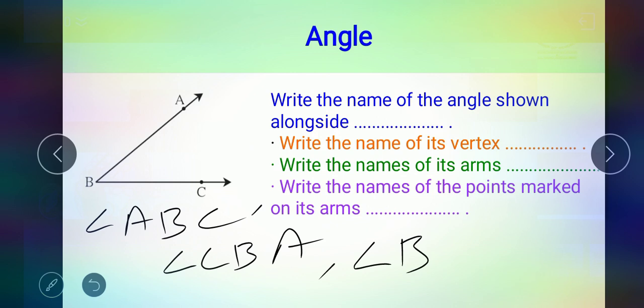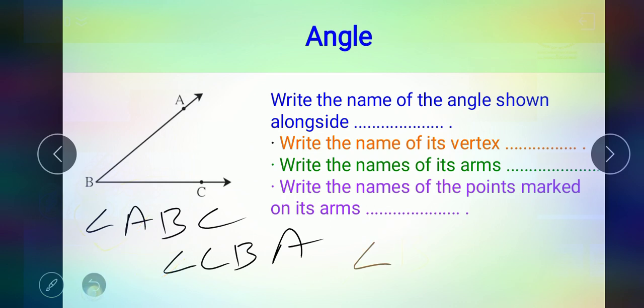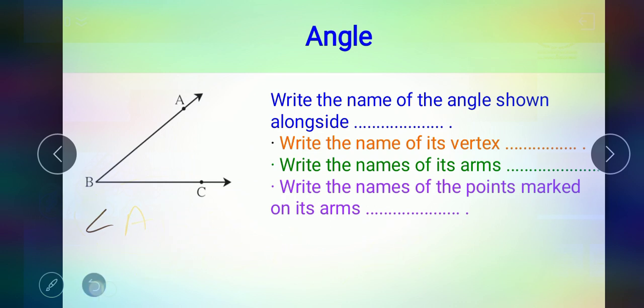So here, first fill in the blanks. We can put any one of the three, but I'll suggest you put the first one and write angle ABC. So the first answer, the name of the angle shown here, is angle ABC. Next, write the name of its vertex. As I said, the angle is formed at vertex B. So the name of the vertex is B.